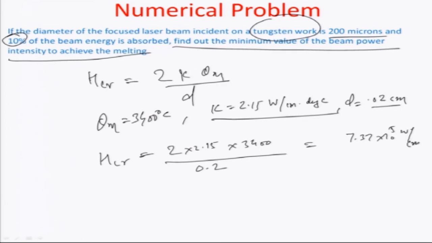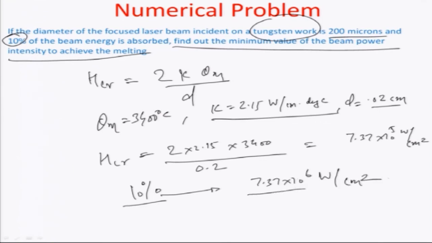watt per centimeter square. We already know that 10% of the beam power is the only power which is coupled to the system. So, we are left with 7.37 10 to the power of 6 watt per centimeter square as the incident power for just about reaching the melting point of tungsten on the surface because of the beam matter interaction.